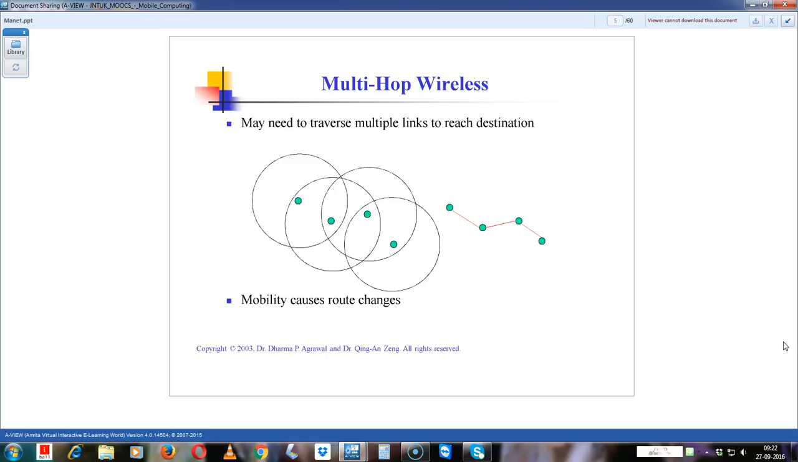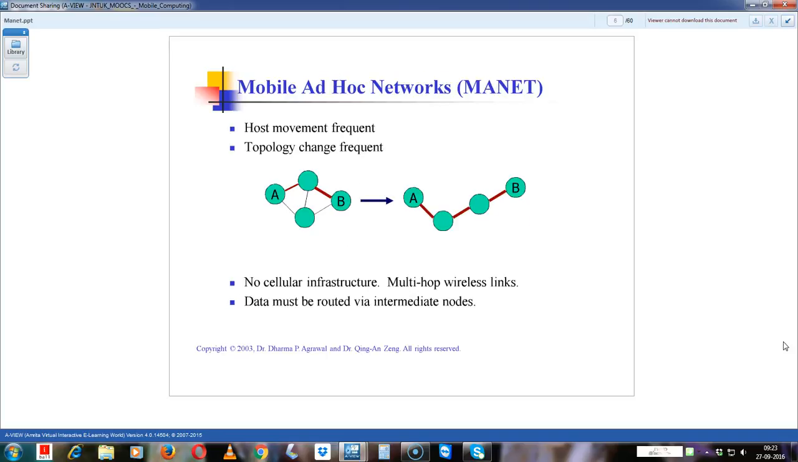So in this case, when your device changes from one location to another location, your mobility causes route changes. Your routing can change, okay? If your fourth one comes near your first one, it doesn't go through second and third, it will go directly to fourth. If it is far away from the first one, it will go to second and then third and then fourth, okay? So this is how it goes through multiple links. So your mobility basically causes your route changes. Your route will change as per your mobility.